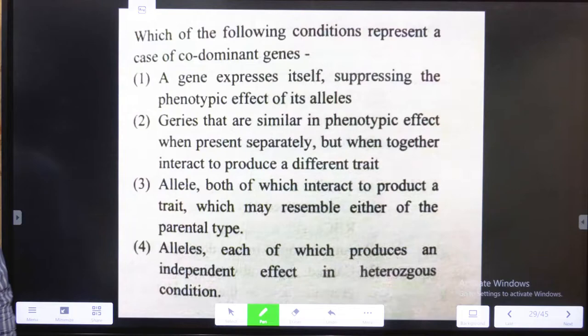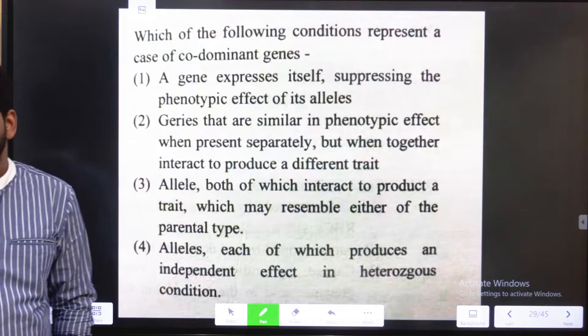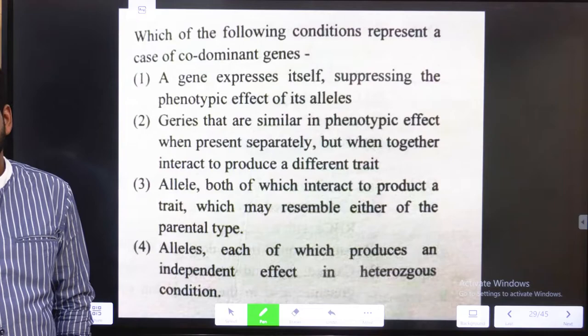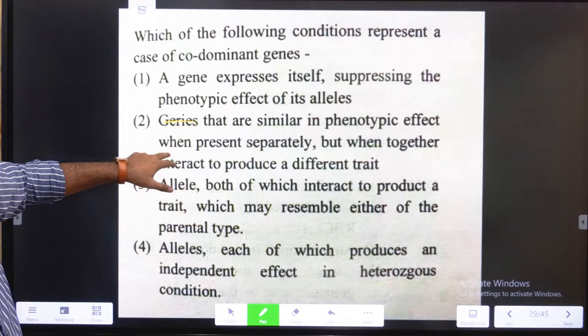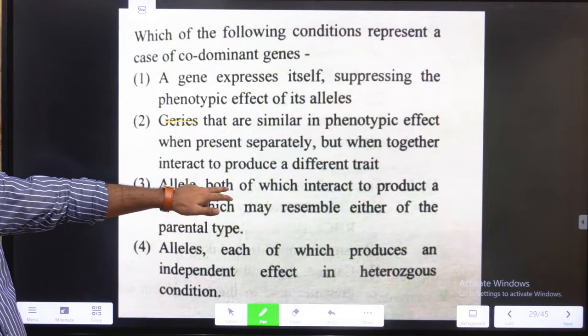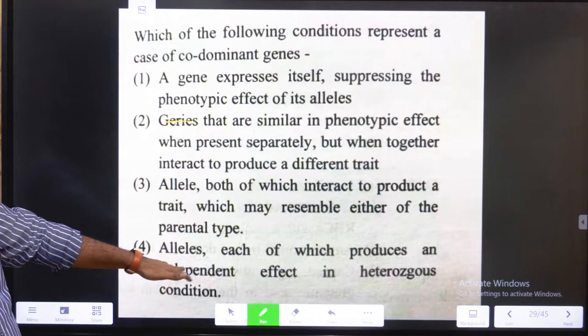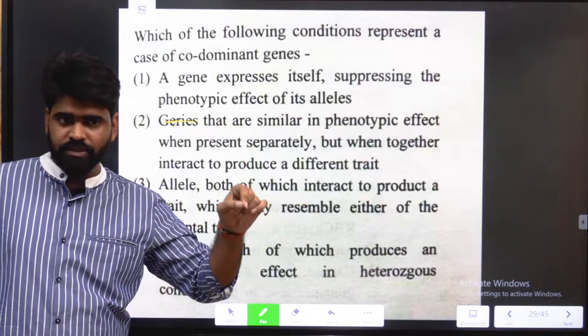Which of the following conditions represents a case of codominance? Codominance means both alleles express themselves. Why? A gene expressing itself by suppressing the phenotype of another, that's called epistasis. Genes that are similar in phenotypic effect when present separately, but when together interact to produce a different trait. Alleles both of which interact to produce a trait which may resemble either of the parents. No, alleles each of which produce an independent effect in the heterozygous condition. Right, independent effect, like the ABO blood group. If A and B are there, both will show. Clear?